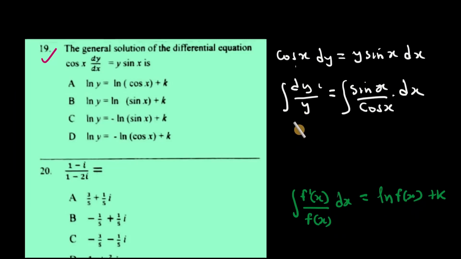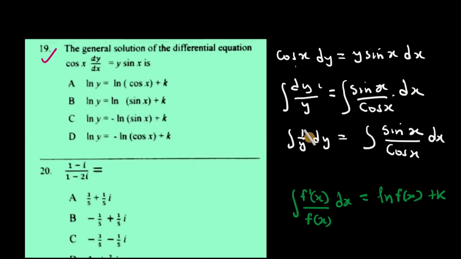From here, we can see that this integral can also be written as 1 over y equals sin x all over cos x dx. The numerator here is the differentiation of the denominator. It means this side can be integrated as ln y. When I differentiate cos x, I have minus sin x, but I need to have minus sin x in the numerator so that I can take the ln of cos x.